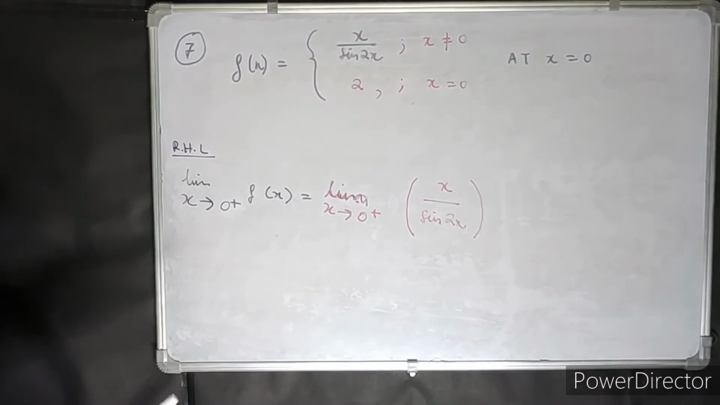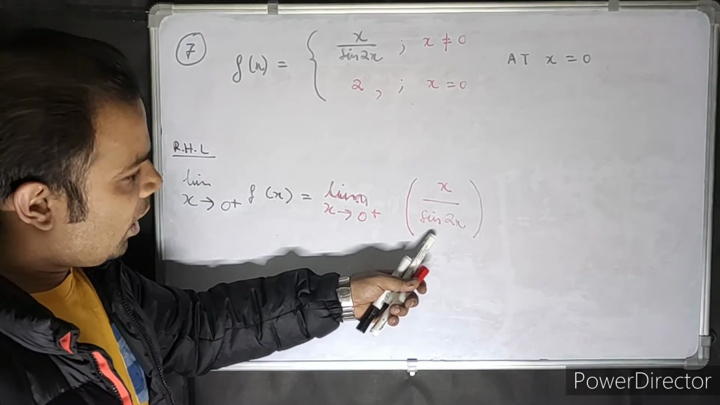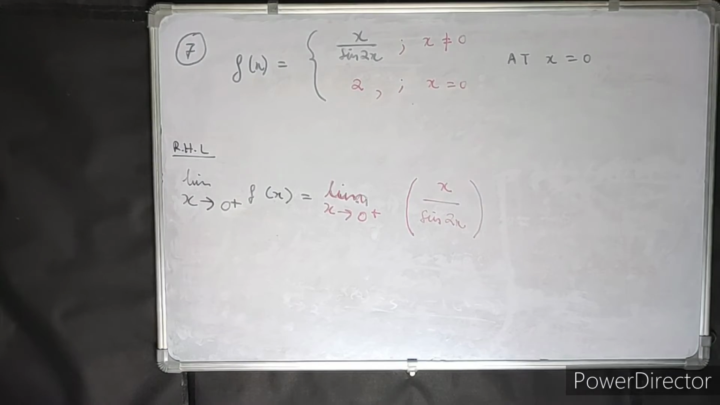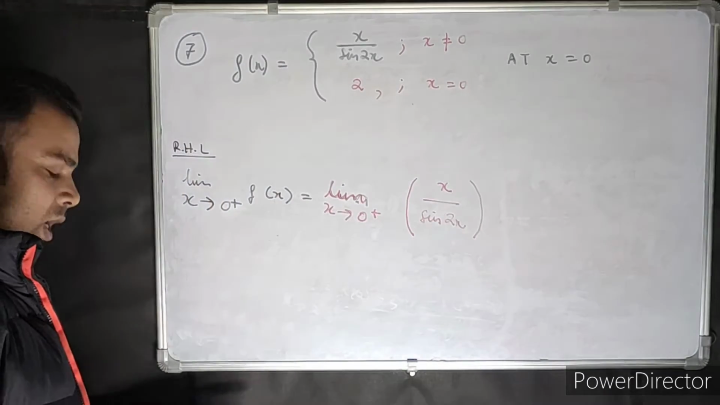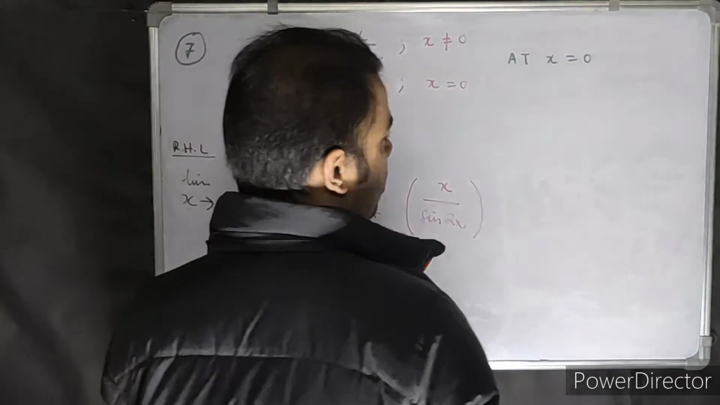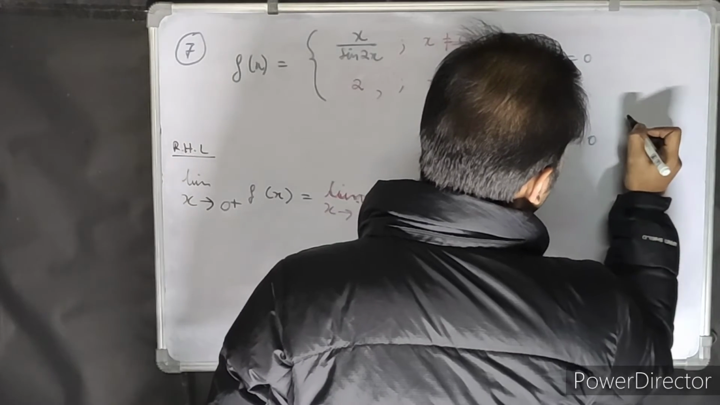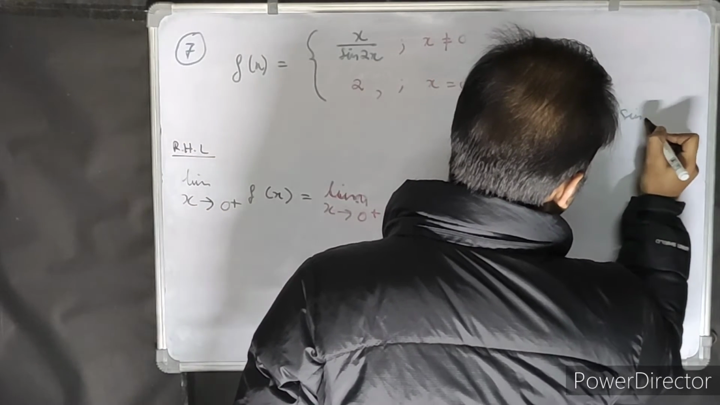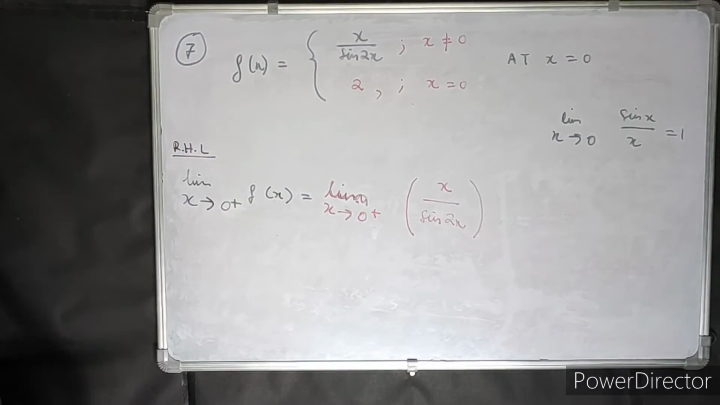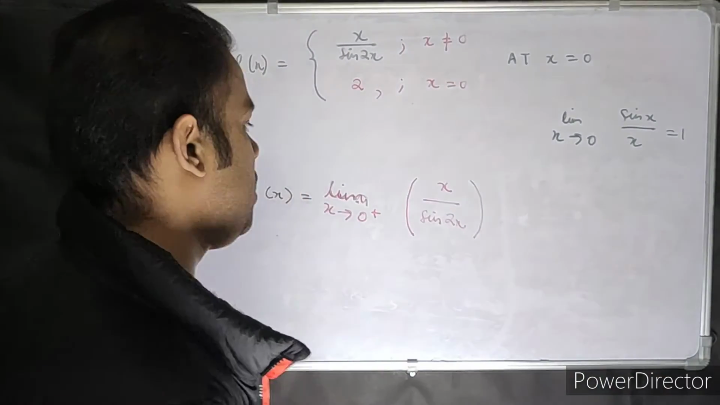Now, those of you who are thinking, what are you going to do? Are you going to put 0 here and 0 there? Not possible. You see, there is a rule. There is a limit formula, for those of you who know it already: limit of x tends to 0 sine x divided by x is equal to 1. In class 11, we learned this. Limit of x tends to 0 sine x by x is equal to 1.